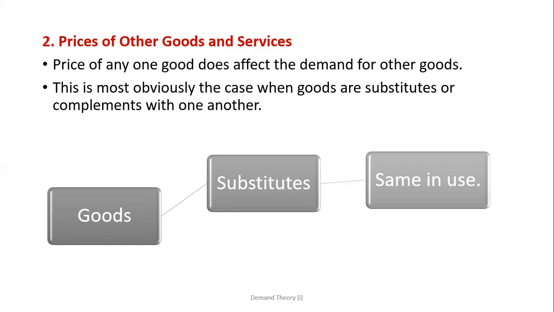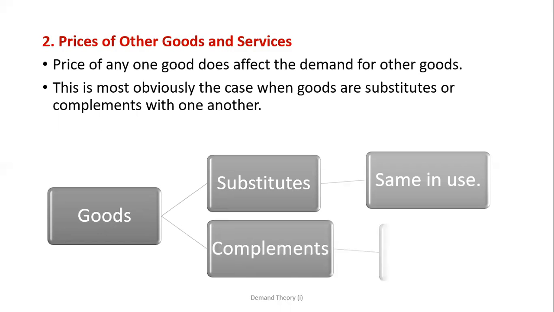Next are the complements. Complements are those goods which are used together. For example, socks and shoes, ball and bat, etc. When the price of one of such commodity increases, its demand decreases, which causes a decrease in demand of its complement as well.